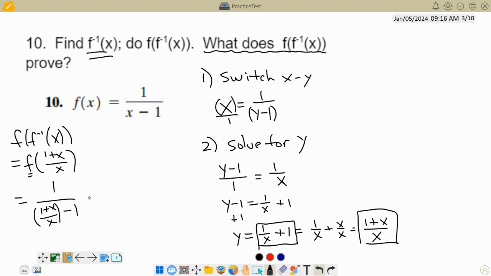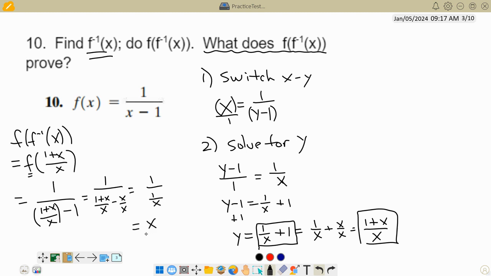Now let's see here. I want to simplify all this, and it should come out to be a plain old x. So I need an x over x right here, and then I could combine them together. So I get 1 over, let's see here, 1 plus x all over x minus x over x. Notice now they have a common denominator, so I can add their numerators together. And x minus x is going to give me no x's, right? I got 0 there. So now I'm down to 1 over 1 over x, which is equivalent to x.